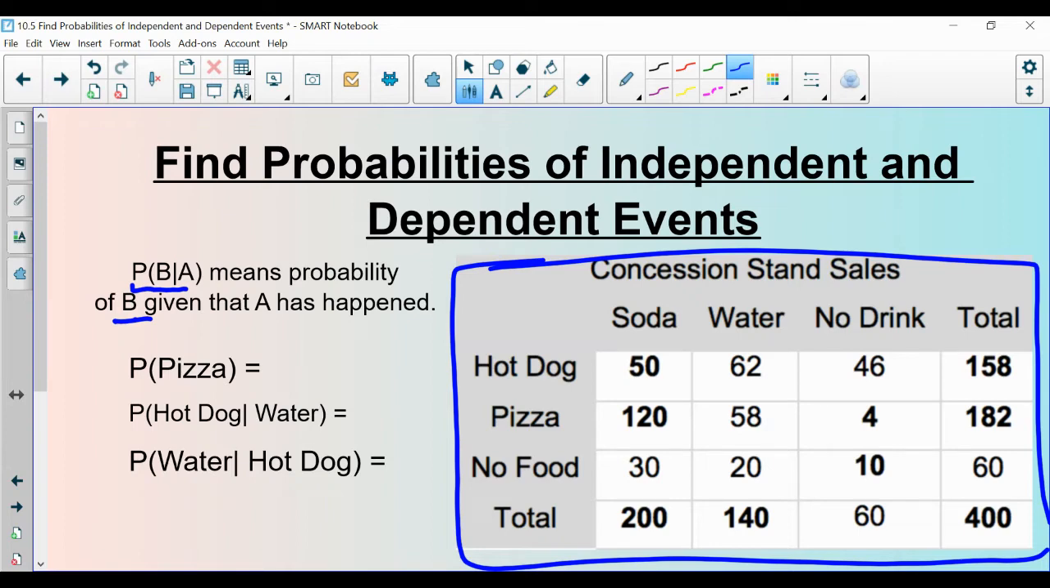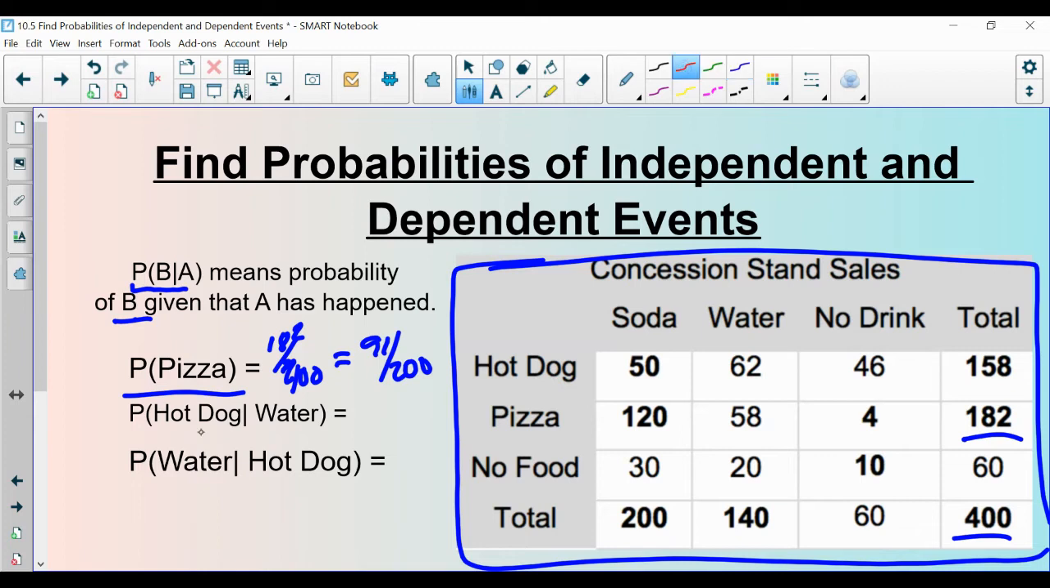They range in, actually, probability of pizza has nothing to do with conditional probability. If you were to look at this table and I asked you, what's the probability of selecting someone who ordered pizza? 182 people in total ordered pizza, and there were 400 total people. So all you would have to do is 182 divided by 400, and I would expect that to be reduced. If it wasn't reduced, it would be wrong. 182 divided by 400, and then reduce that fraction, and you're going to get 91 out of 200. That's it.